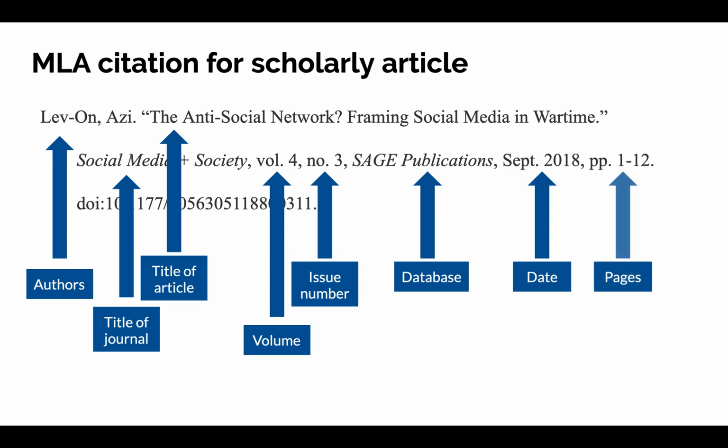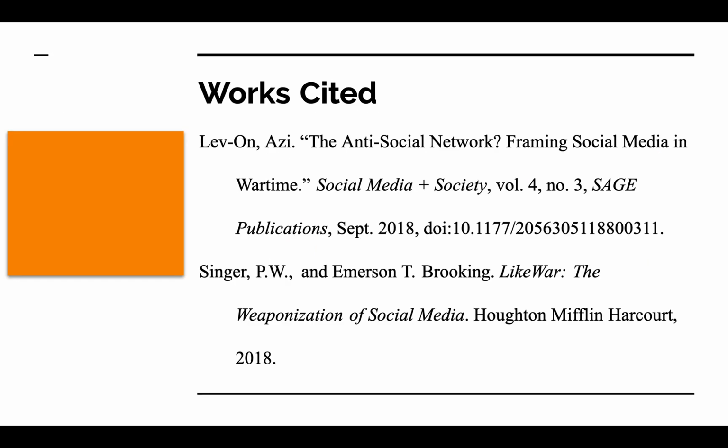the page numbers of this article, and finally, because we did find this article online, we'll have to include the URL. In this case, this scholarly article has a DOI, also called a digital object identifier, which can be used in place of a URL. So here's what a sample works cited page might look like for those two sources.